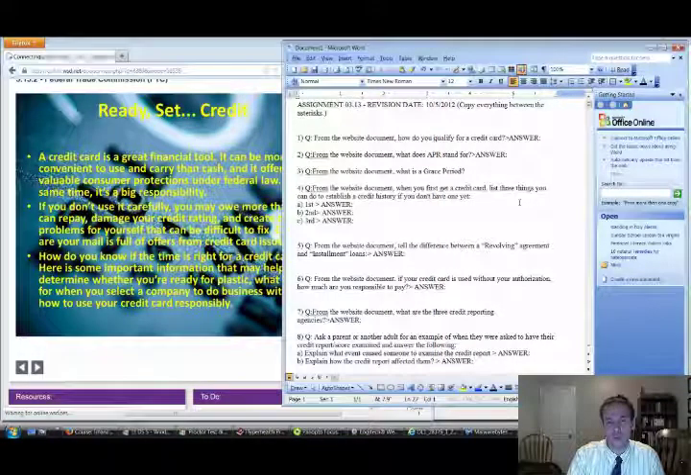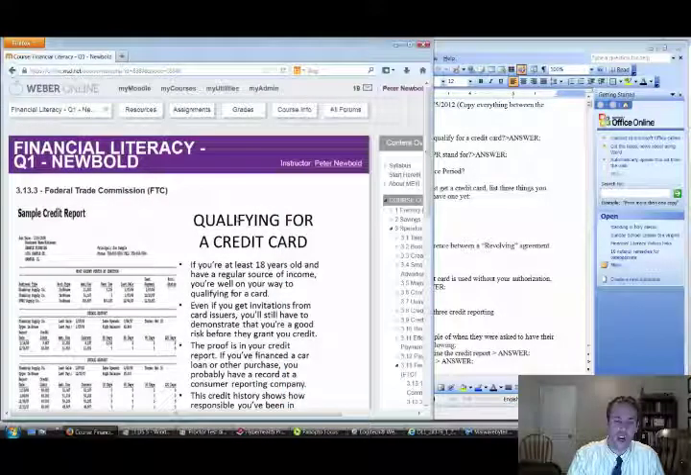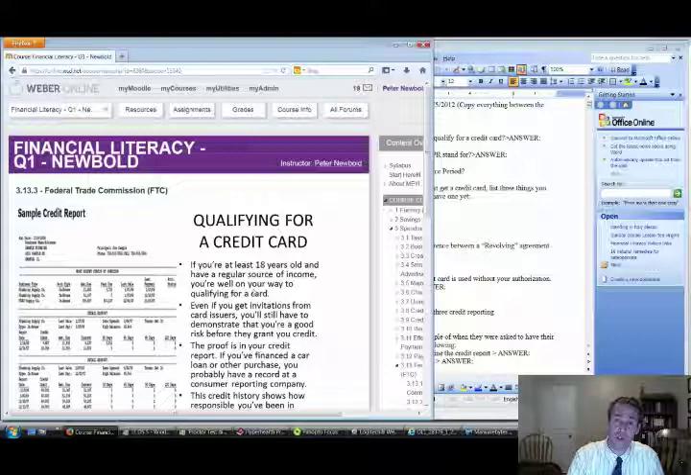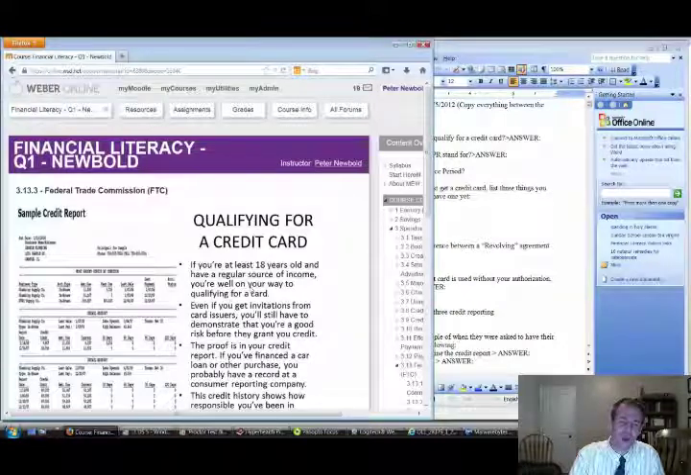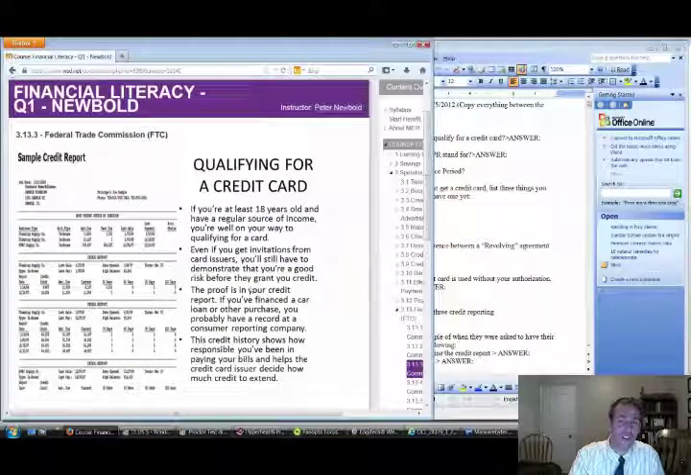So again, what was the first question? How do you qualify for a credit card? You have to be at least 18 years old. You have to have a regular source of income. You're well on your way to getting one. If you don't have a regular source of income, don't get a credit card, because how are you going to pay it back? Even if you get invitations from card issuers, you still have to go through hoops and fill out the application, and they still have to send it to you before you can use it.